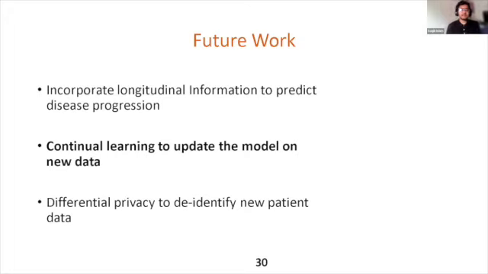We also plan to develop an online tool where the rheumatologists can upload radiographs and it can do the joint detection and scoring for them, which they can edit later on if they feel they need to. And we can use continual learning, which is a process to update the model on new data without it forgetting older tasks. And finally, use differential privacy to de-identify new patient data that is being uploaded to the platform.